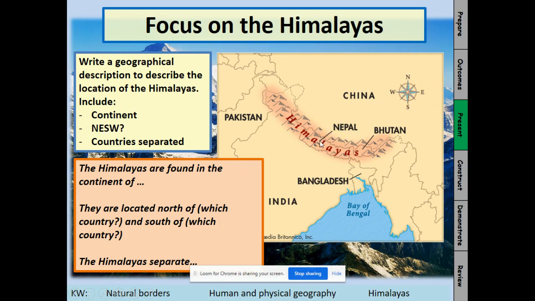Maybe say in which direction is it from China, which direction is it from India, from the Bay of Bengal. You can use some sentence starters that are on here and try and say which countries it separates as well. This is one of the main natural borders that we'll be looking at today. So once you're happy with the activity, have a go and just spend 5 minutes creating a geographical description.